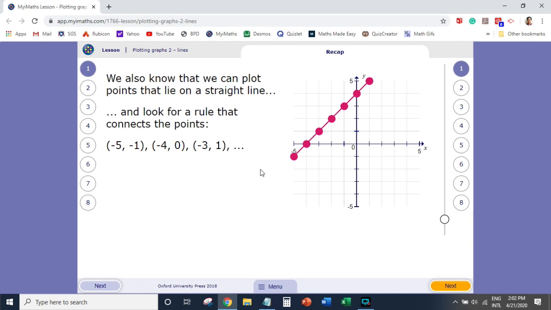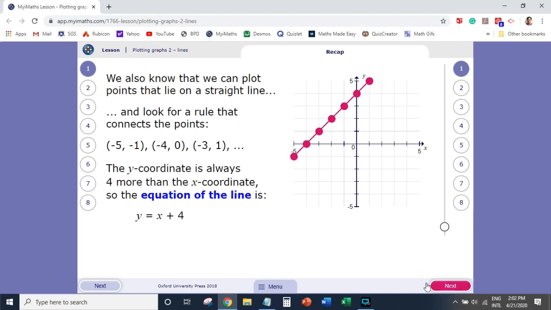Another way of judging if a series of coordinates are in a straight line is if the y coordinates follow the same rule, let's say 2 more than the x coordinate, or the y coordinate is always, let's say, 5 less than the x coordinate. We discussed that in the previous lesson.